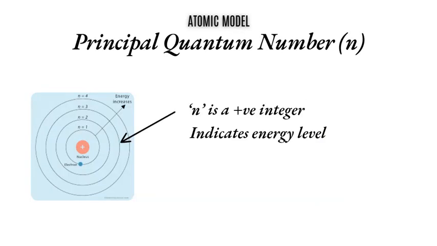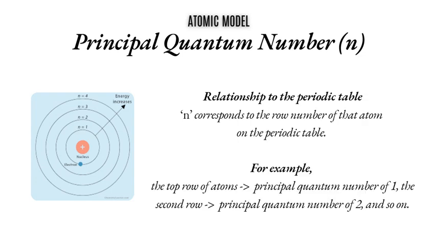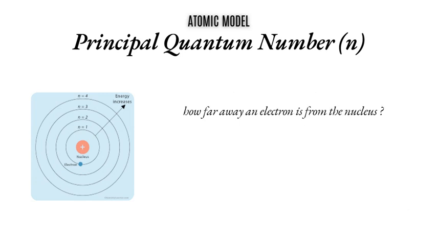The principal quantum number is a positive integer that indicates the energy level or shell of an electron. The principal quantum number of an atom corresponds to the row number of that atom on the periodic table. For example, the top row of atoms has a principal quantum number of 1, the second row has a principal quantum number of 2, and so on. The principal quantum number indicates how far away an electron is from the nucleus.